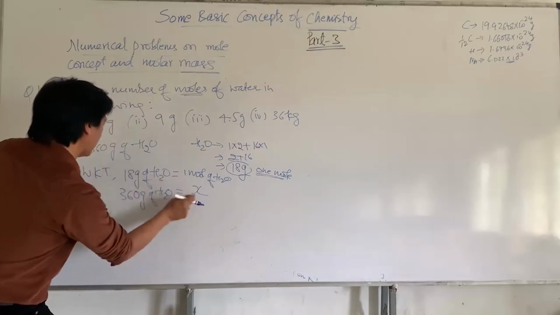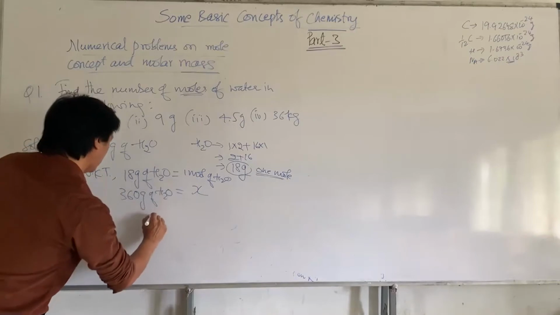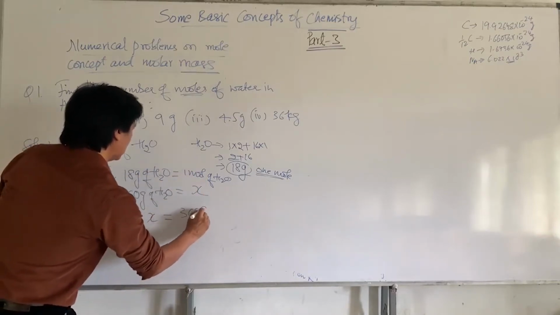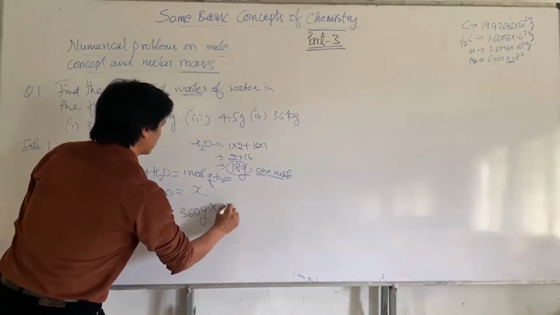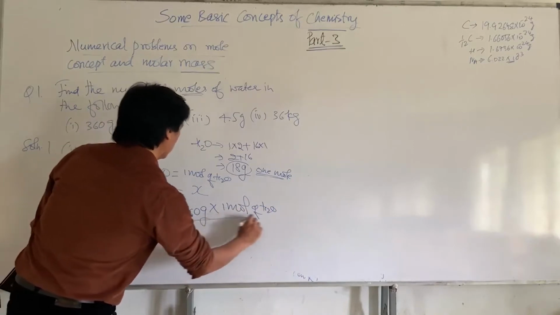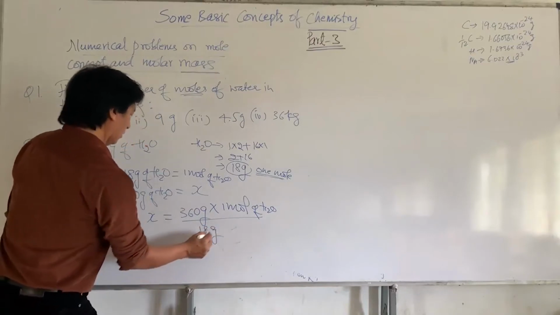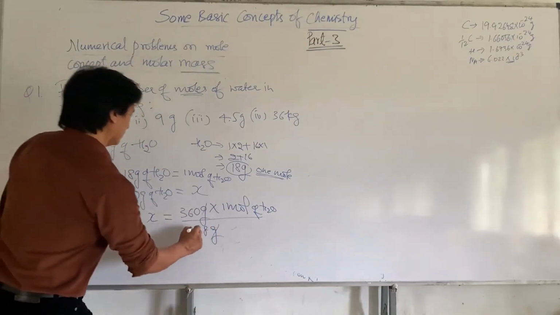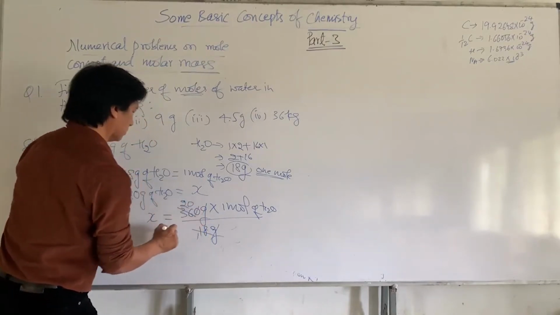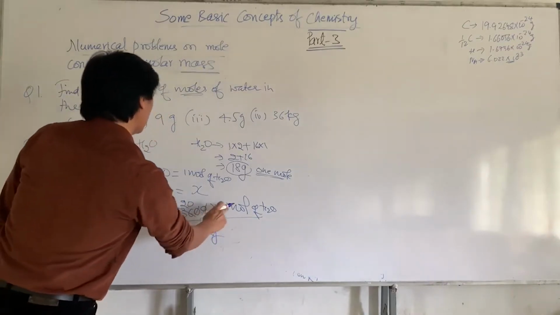When I cross multiply, I'll get 18 grams of water into X equal to multiply these two. So finally, X is equal to 360 grams of water into 1 mole of water, divided by 18 grams, since the 18 comes down here. Gram and gram get cancelled. So 18 ones are 18, 18 twos are 36, and then 18 zeros... so this is 20. Finally, it is equal to 20 into 1.